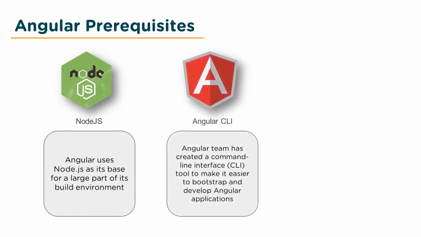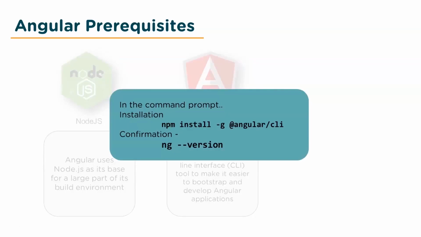Next up is the Angular CLI. This command line interface is a tool that makes it easier to bootstrap and develop your Angular applications. To install the latest version, run the command npm install -g @angular/cli. You've got to run this command on your command prompt. And finally, to confirm installation, check for its version.